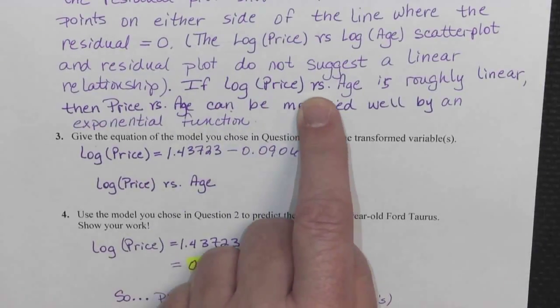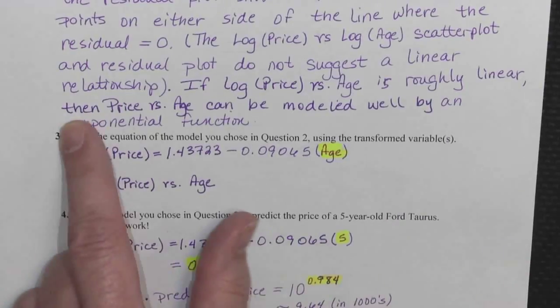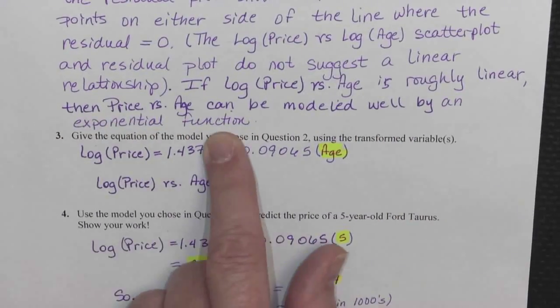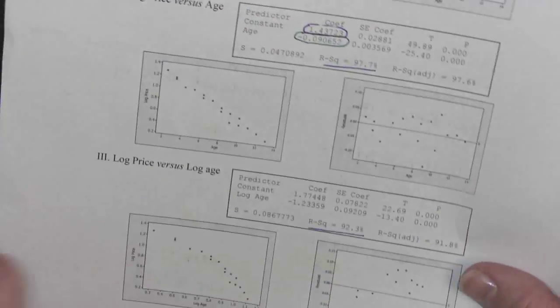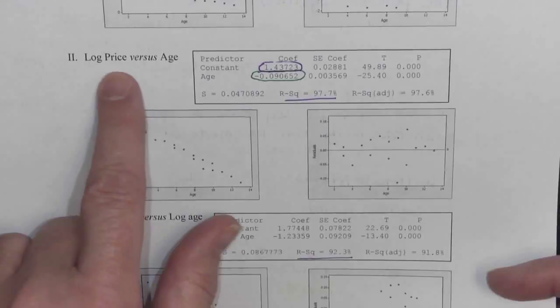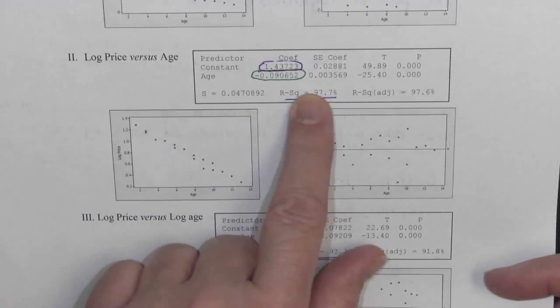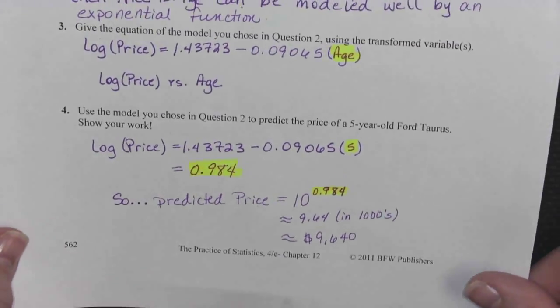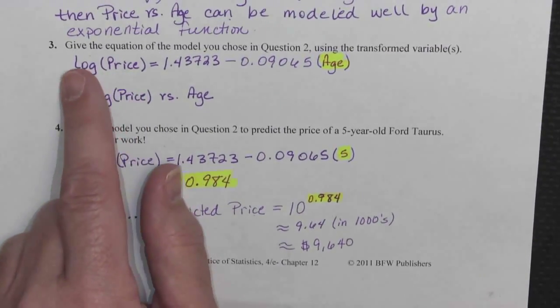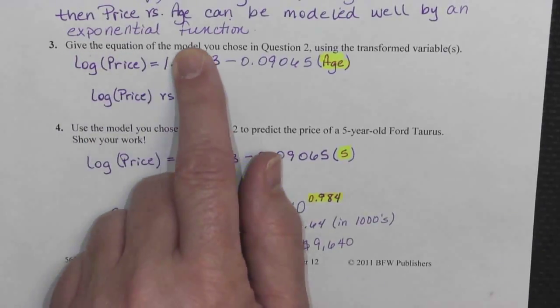If log price versus age is roughly linear, then price versus age can be modeled well by an exponential function. And we know that logs are representative of exponents, so that's why it's going to be nicely represented by an exponential function.